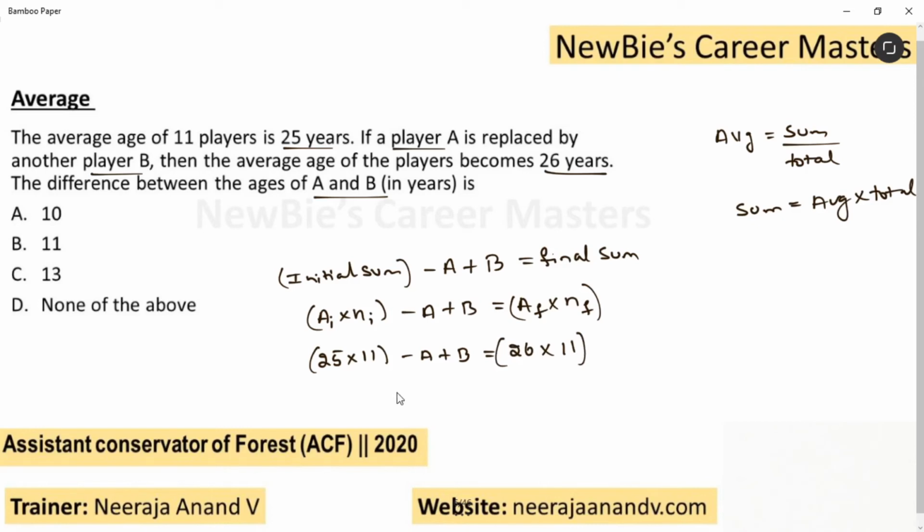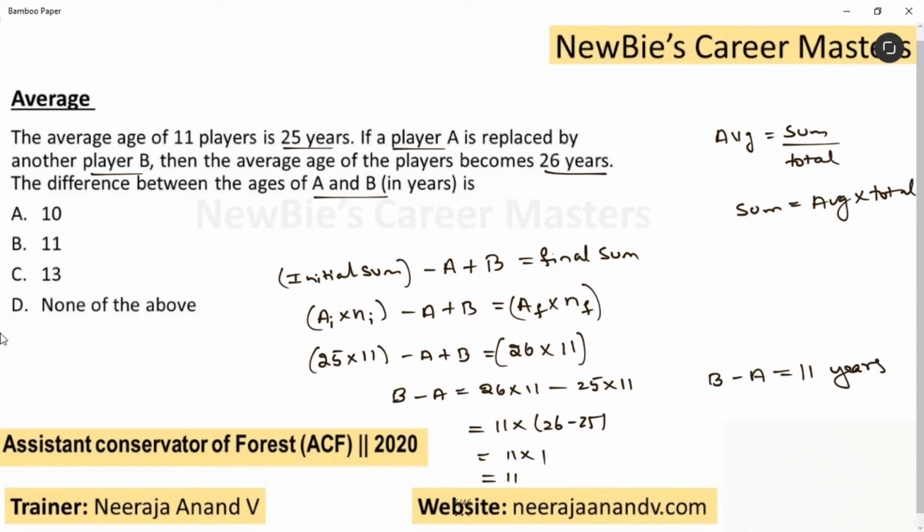Very simple, newbies. See, just take it as 26 into 11 minus 25 into 11. Just take this 11 common. You will get 26 minus 25. The value is 11 into 1. What is the final answer then? 11. We can say the difference between the ages of A and B is 11 years.